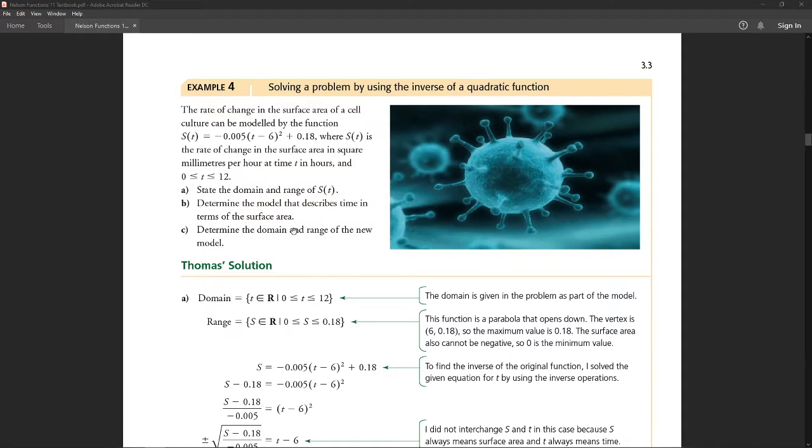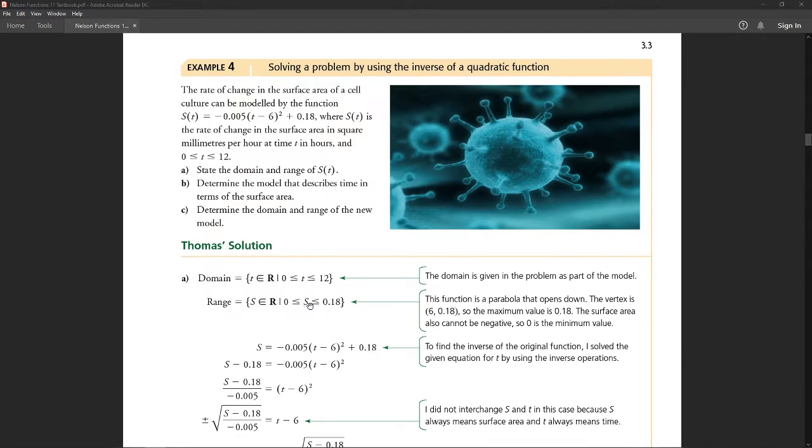So s of t, we can make that equal 0. And it's opening down. So it needs to be greater or less than 0.18. Why does it have to be between 0 and 0.18? Well, I guess you can't have negative area, right? So it has to be between 0 and 0.18.